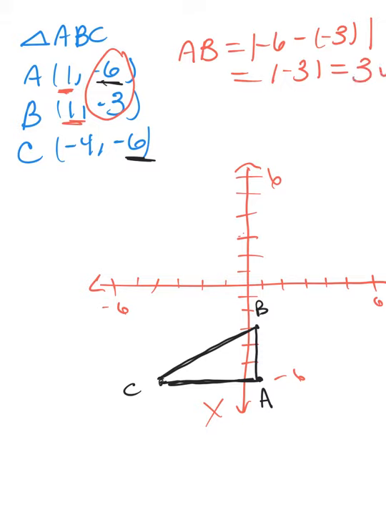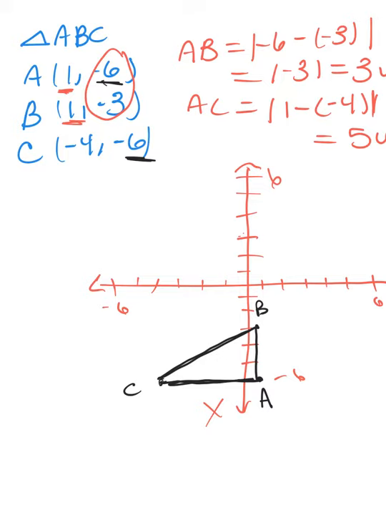And then I'm going to move on to the next one, AC. So AC, what do they have in common? They have a negative 6 and a negative 6. So I'm going to find the difference of the other two, which is 1 minus negative 4. And that's going to give me 5 units. I saw several of you do that, which is great. You got the 3 units and you got the 5 units. It was the next part that was tricky.